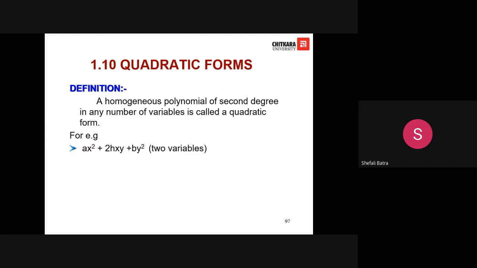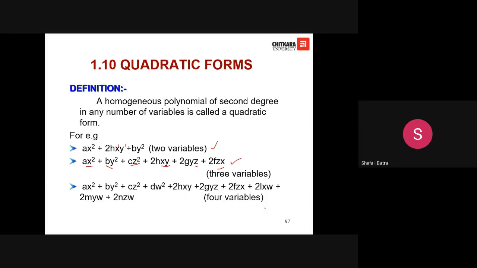Degree of this term is 2. Degree of this term is 1 for x, 1 for y, so 2. And the degree of this term is again 2. So this is a quadratic form with 2 variables. Similarly, if we have 3 variables, then the quadratic form would be ax square plus by square plus cz square plus 2hxy plus 2gyz plus 2fzx. Every term has degree 2. So this is your quadratic form with 2 variables and quadratic form with 3 variables.